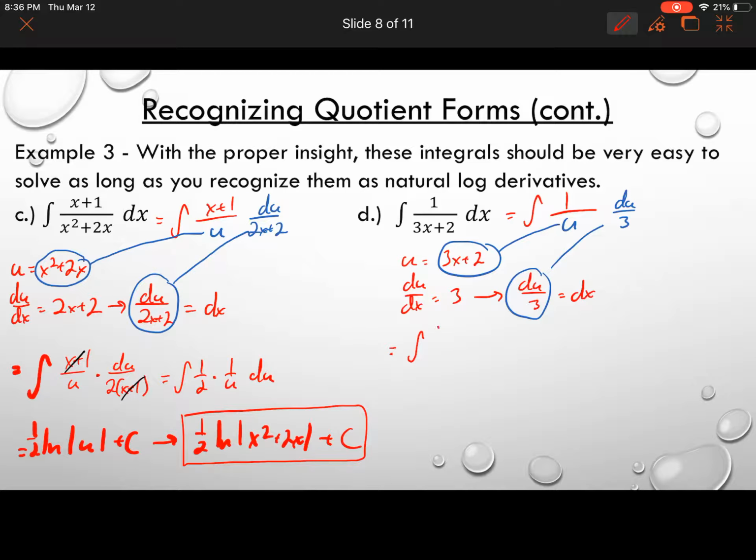So we have the integral 1/3 times 1 over u du, antiderivative, natural log of the absolute value of u, 1/3 is in front, plus c. So our final answer is 1/3 natural log of the absolute value of 3x plus 2 plus c, which is exactly what we thought it would be.